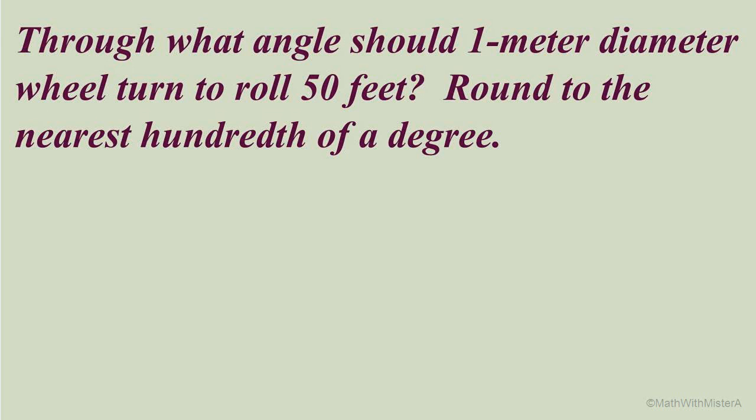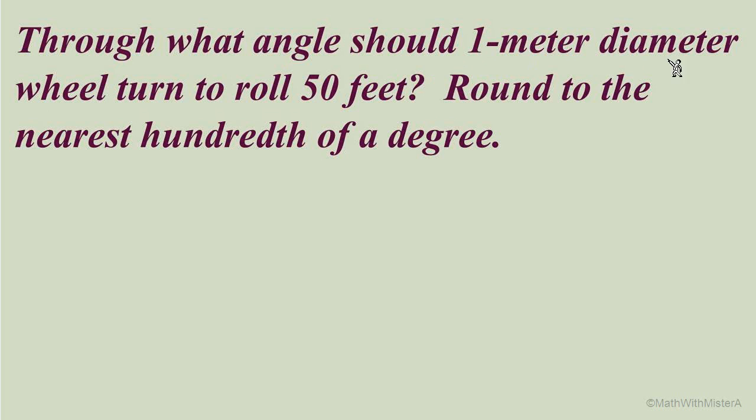And now another example. I apologize, I left out an article here. Through what angle should a 1 meter diameter wheel turn to roll 50 feet? Round to the nearest hundredth of a degree. We showed with the last problem that for a wheel that is rolling, the distance that the wheel moves is exactly equal to the arc length of that circle. So it is a problem about arc length and radius, and we are looking for angle.